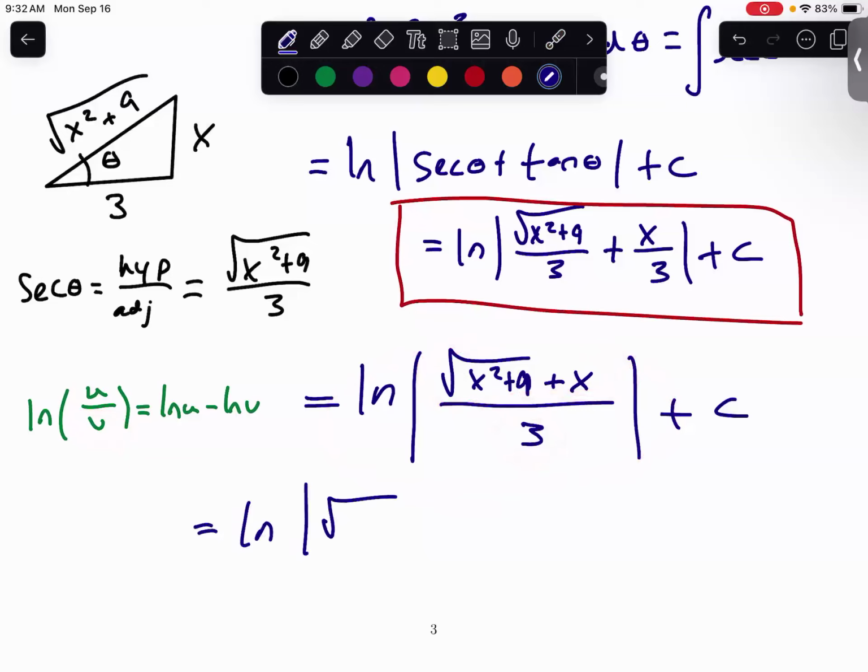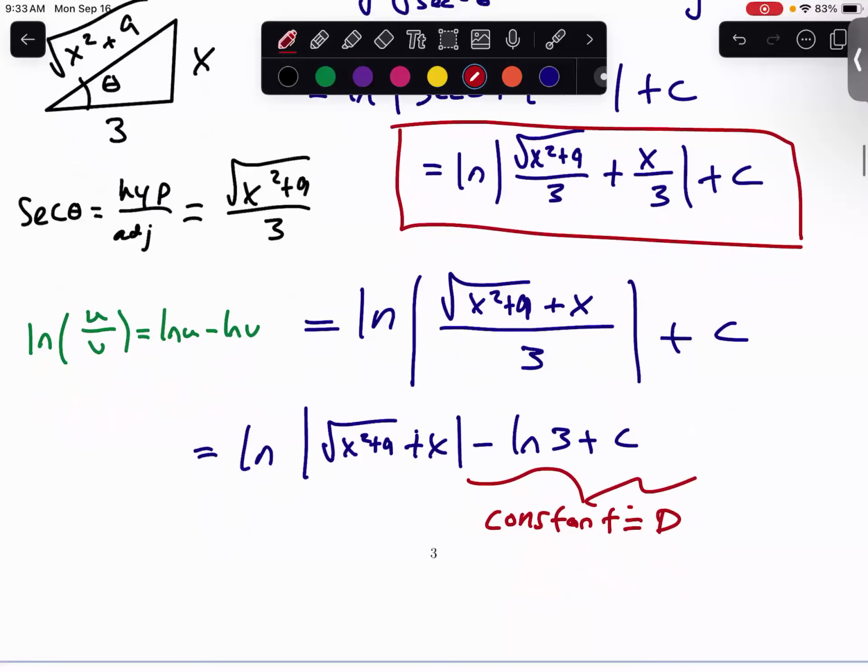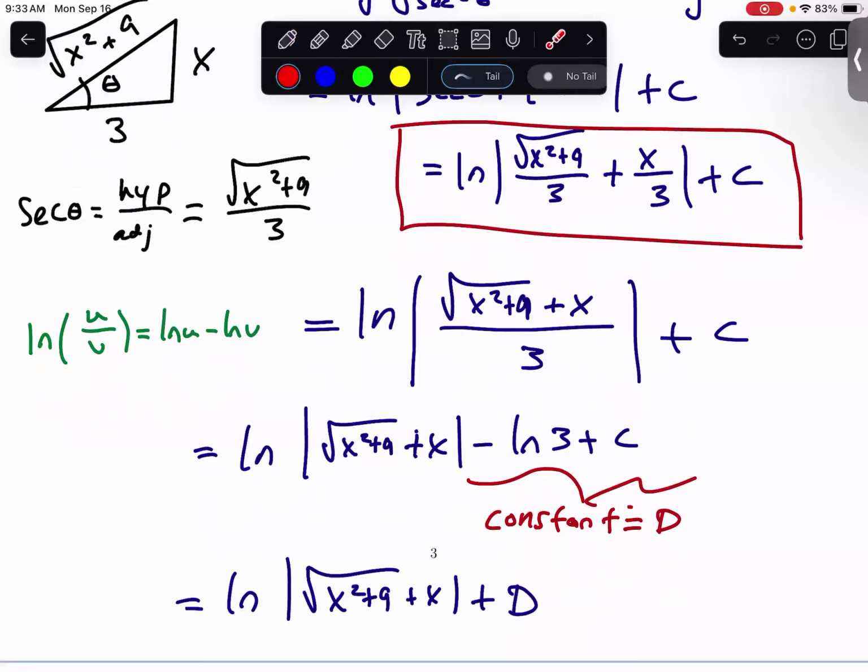as the natural log of the square root of x squared plus 9, plus x. And then this will be minus the natural log of 3 plus c. And so all this is a constant, right? So you can set this equal to some constant d. And so you can write out the final answer as the natural log of the square root of x squared plus 9 plus x, plus some constant d, right? d is just c minus the natural log of 3.